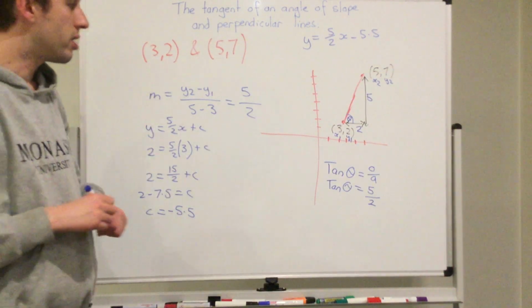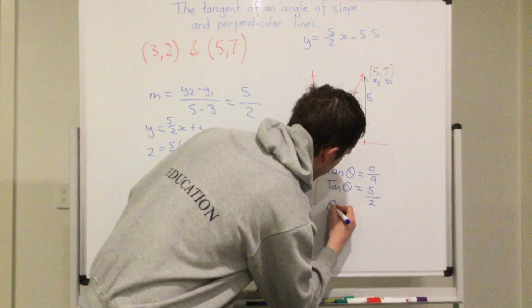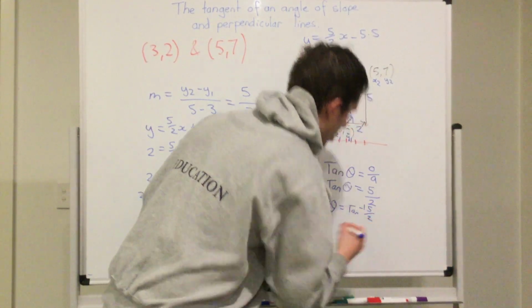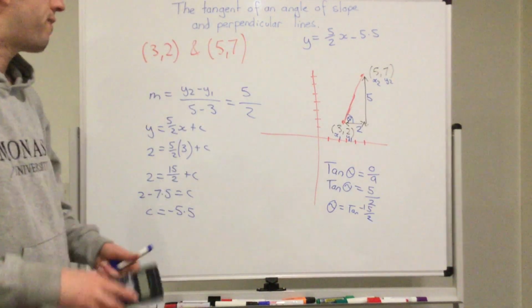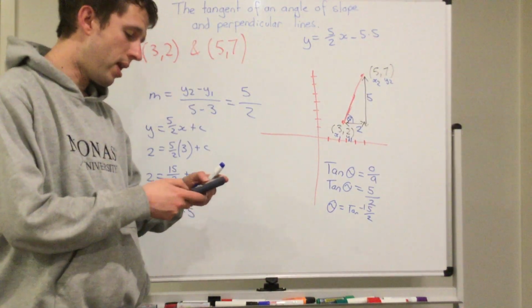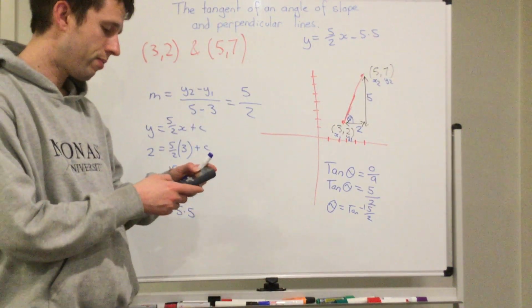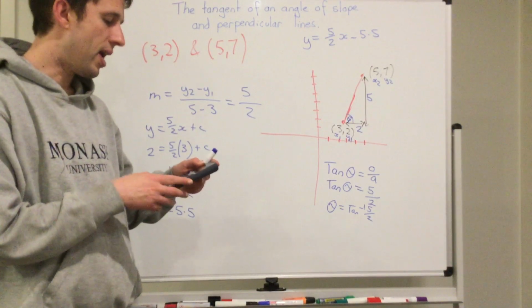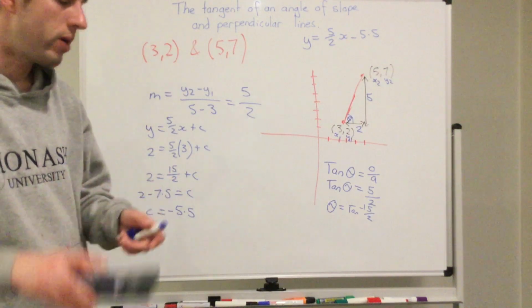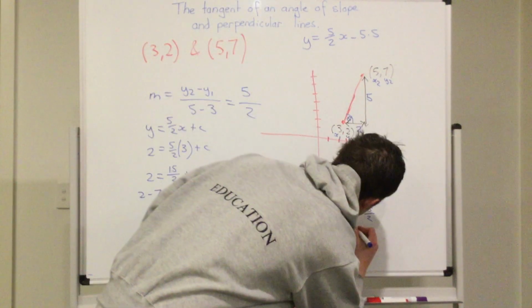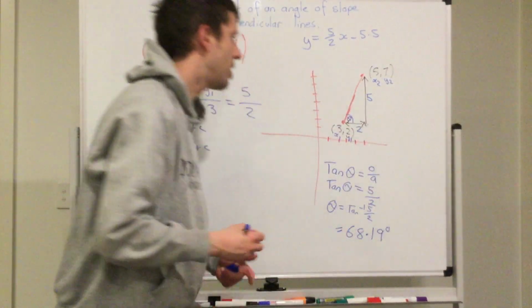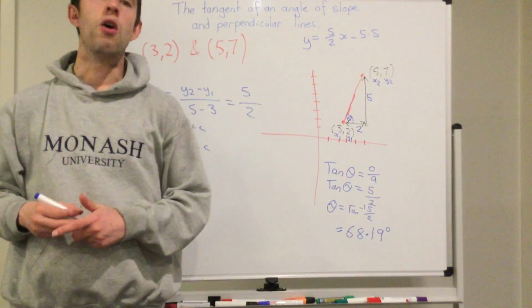Now I can get alpha by itself by going alpha equals tan -1 of 5/2. So I can grab my calculator out, tan -1, 5 divided by 2, and I get the angle 68.19. So that is my angle of alpha.